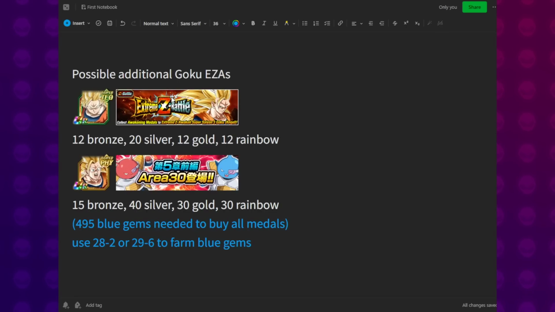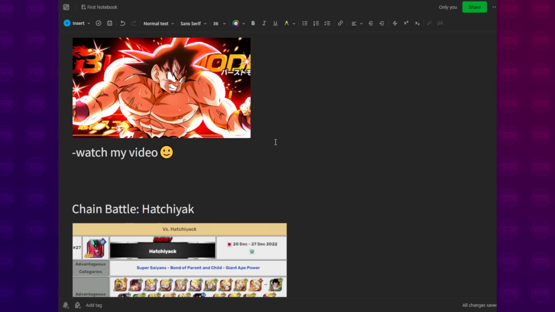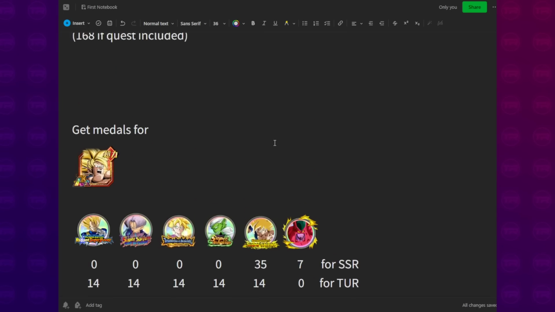Also, this Extreme Z battle will be giving us a sub-EZA for the Tech Super Saiyan 2 Goku, who also needs his own medals. All of these can be done in advance, not necessarily going through Stage 30, but farming the blue gems, going to this Extreme Z battle if it's around, or using keys. All of these things that I've listed are things you can be doing right now.